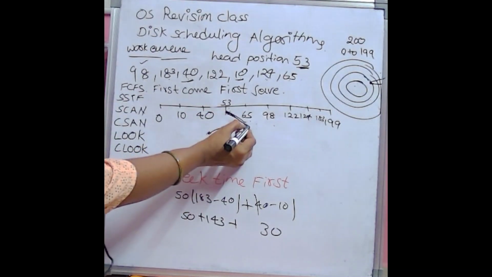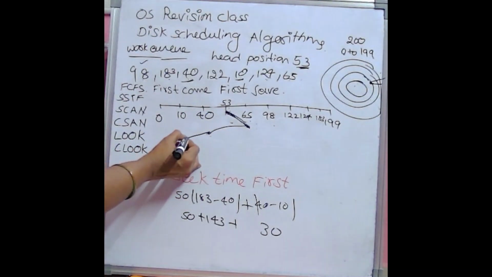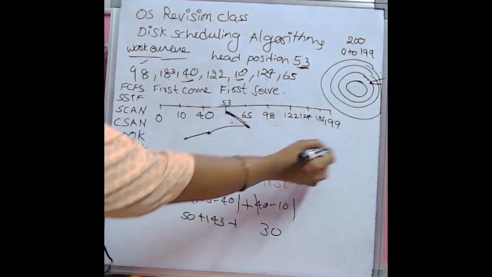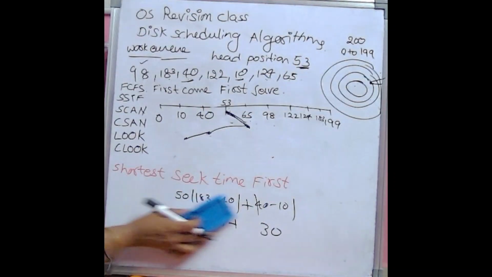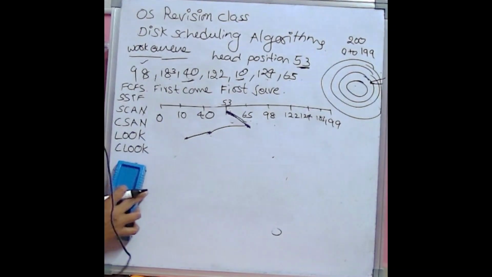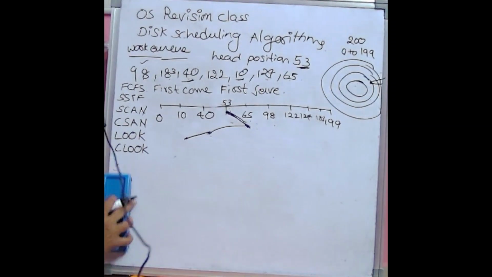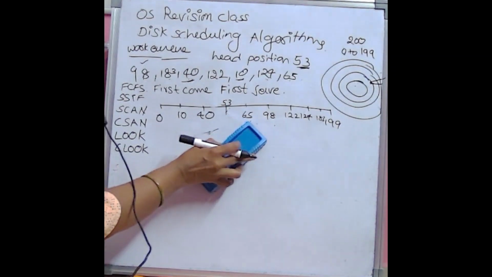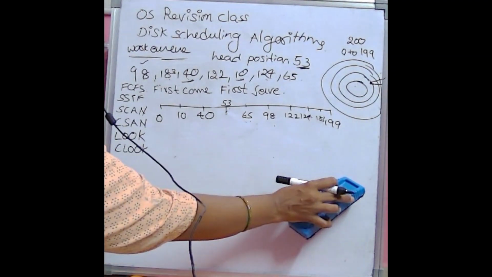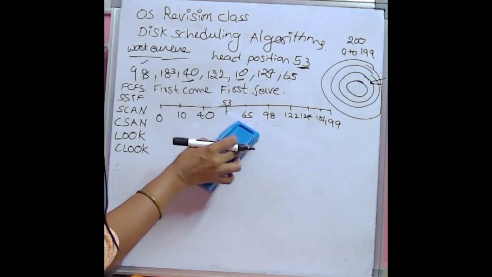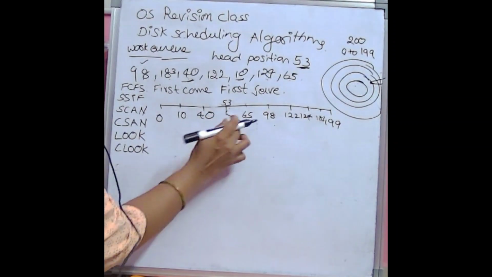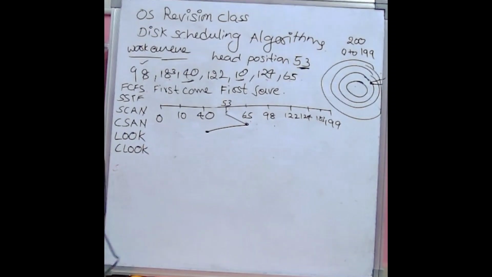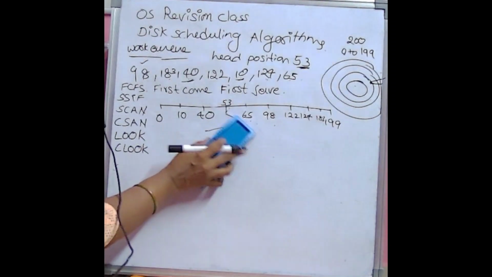So 53 to 65, 65 to 40, 40 to 10. After that 98, 122, like that it will move. So every time from the current head position, we need to check which one is nearer. That's it, ma'am. Someone said from 65 to 98, that's why I started in this direction actually. But from 65, 40 is nearer, so it will start in this direction. Like that it will serve in shortest seek time.